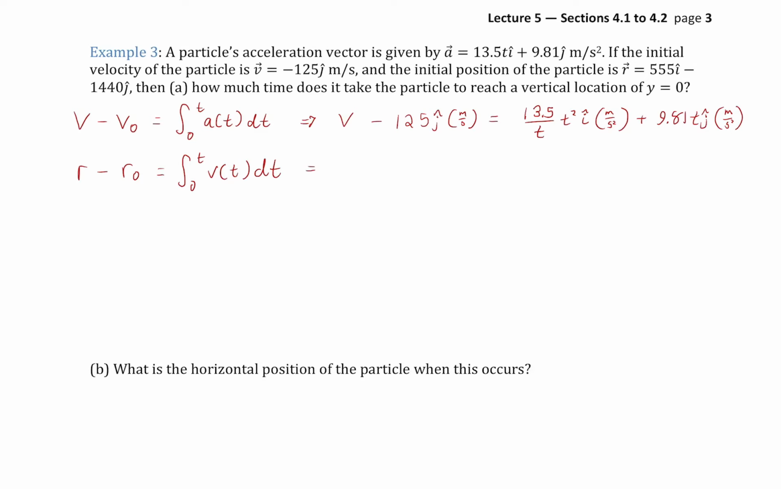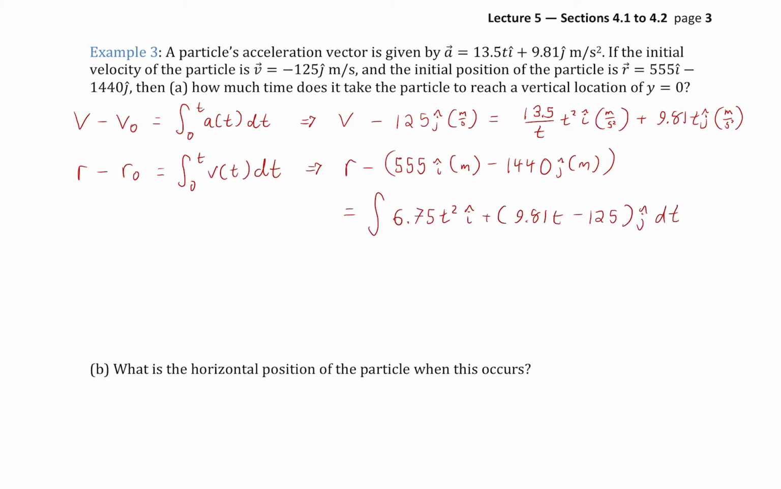So let's go ahead and do that, two lines down. We're going to do the same thing for position. And what I'm doing here is I'm going to set this up the same. My first step is acknowledging that r minus r naught is, again, an r vector, and r naught is 555 i hat and negative 1440 j hat. And then that's going to be equal to 6.75. Where's the 6.75 coming from? Well, it's the 13.5 divided by 2, because again, that should have been a 2, not a t.